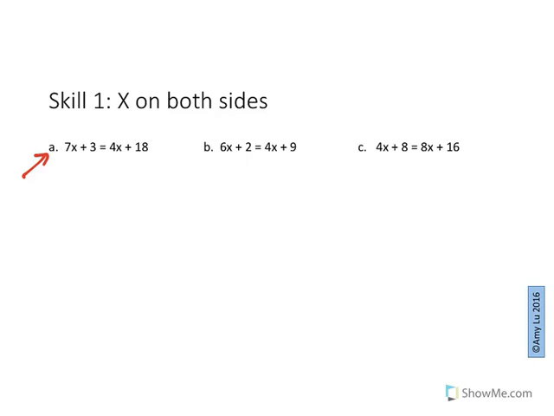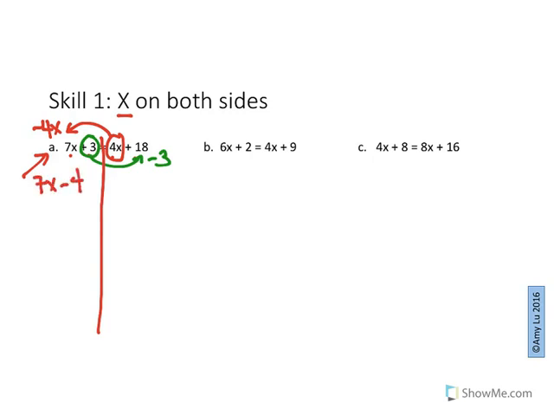And what I'm going to do is, first of all, I notice that there's a 7x, a positive 3, a 4x, and a positive 18. I need to make sure I put the x's that are on opposite sides together onto one side and the numbers onto the other. So I would like to move that 4x over to the 7x, which makes it a negative 4x. And I would like to move that positive 3 over to the other side, making it a negative 3. So I'm going to go ahead and rewrite this on both sides of the equal sign so I clearly see it. That's 7x minus 4x.